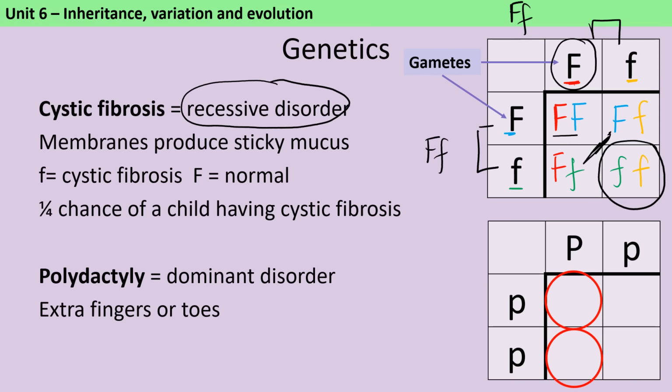And I might be asked to express this in terms of a fraction or a percentage or a ratio. So just be careful. I've got 4 possible offspring here, and as you can see, 1 in 4 or 25% of those have the disorder. But watch out, if you're asked to give a ratio, my ratio here is 3 healthy individuals to 1 individual with the disease. It's not 4 to 1.